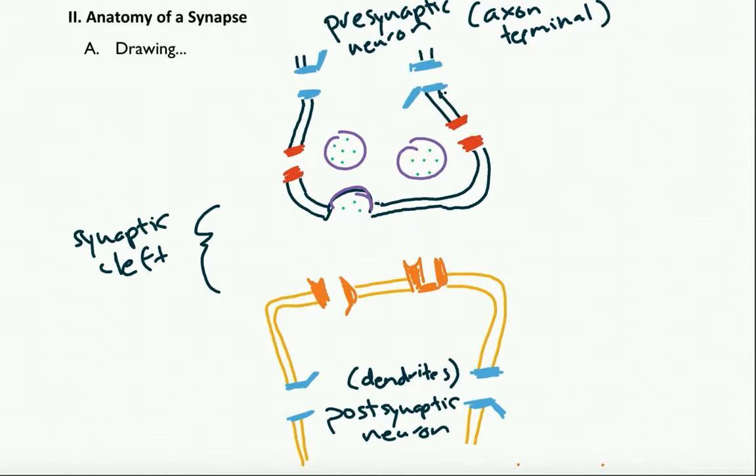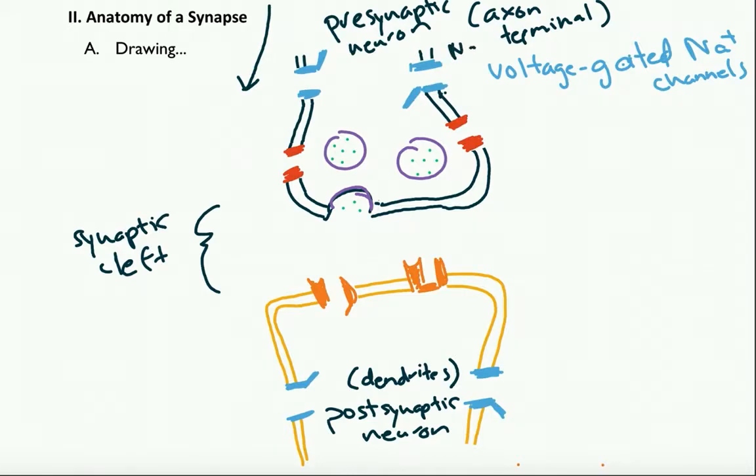So here's what happens. First, we have our electrical impulse, our action potential, traveling down the axon of my presynaptic neuron. This electrical impulse is going to open my voltage-gated sodium channels, which, just like any other part of the action potential, once open, is going to allow sodium to flood inside. I drew that out so it's a little clearer. Sodium's coming inside.